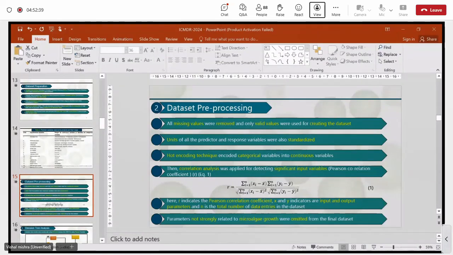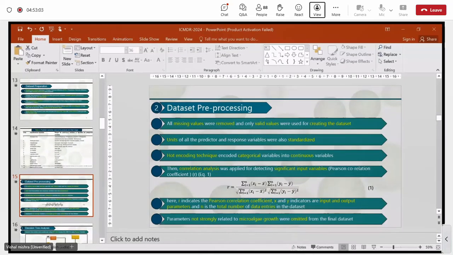One-hot encoding is a very useful technique which encodes the categorical variables into numerical variables. Then correlation analysis was applied for detecting the significant input variables. That is, the Pearson correlation coefficient we used. Here R indicates the Pearson correlation coefficient, X and Y are the input and output parameters, and N is the total number of data points. It is the standard equation we have used.